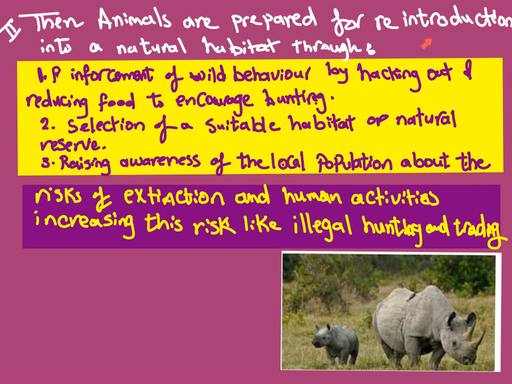Then animals are prepared for reintroduction into the natural habitat through 1, reinforcement of the wild behavior by hacking off, reducing food to encourage hunting. 2, selection of the suitable habitat or natural reserve. 3, raising awareness of the local population about the risk of extinction and the risk of human activities on biodiversity, increasing this risk, like illegal hunting and trading, like putting laws to not allow hunting and trading.